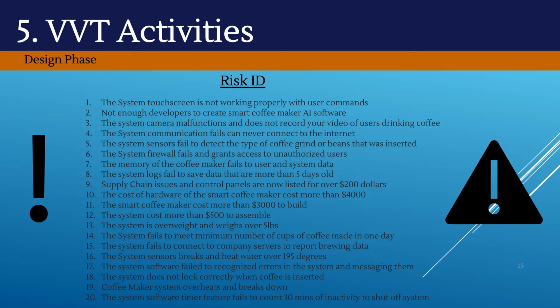We've listed out 20 risk IDs in this system. Things such as if the system is overweight and weighs over 5 pounds, or the system camera malfunctions and does not record the videos. These are some examples we've developed as we worked on this document, and it breaks down the risks tied to creating this system.